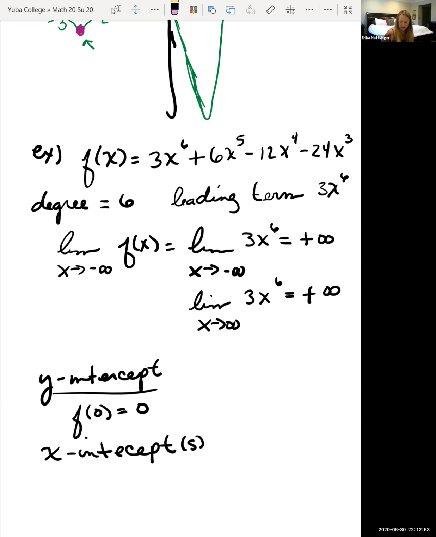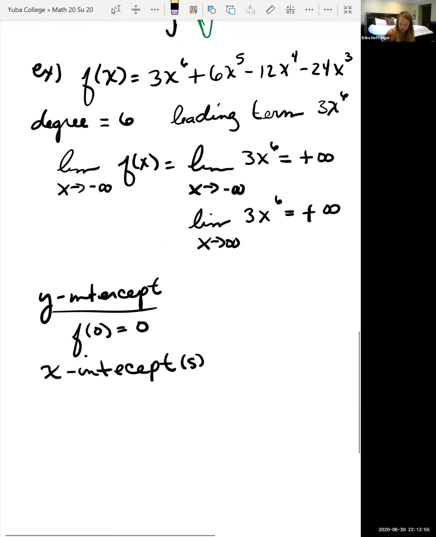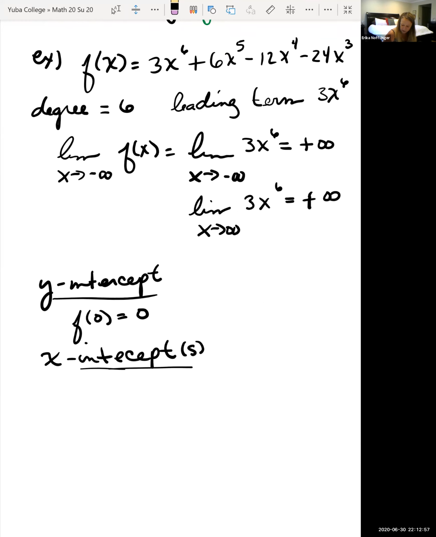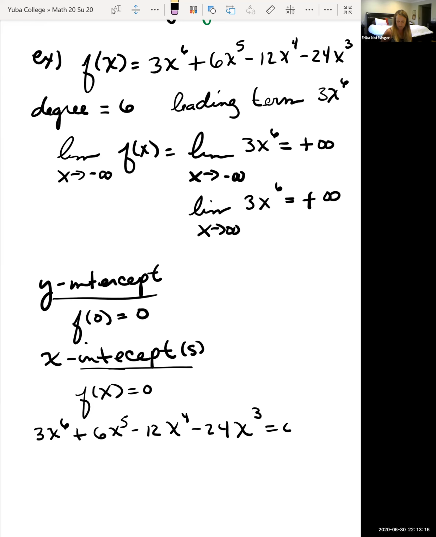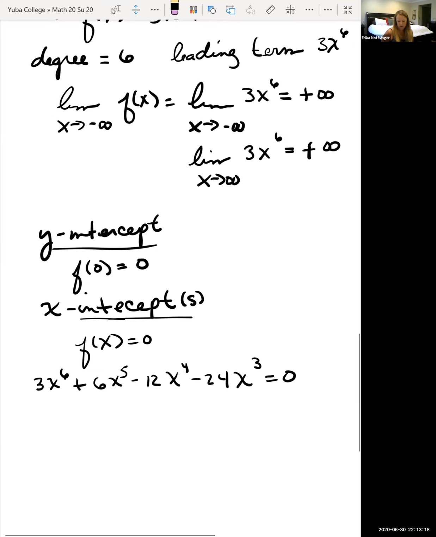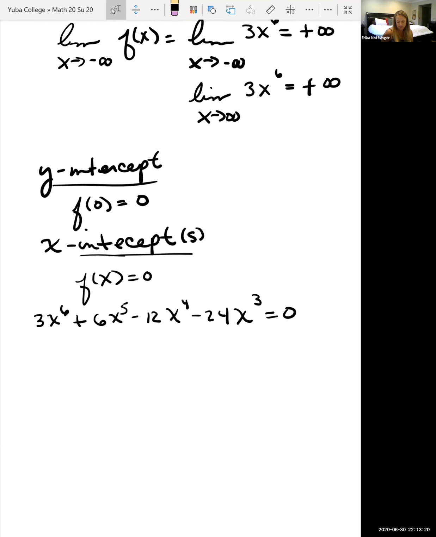Okay, so x-intercepts are a little harder here. We're looking at when is f of x equal to 0. So when is this whole thing 3x to the 6 plus 6x to the 5th minus 12x to the 4th minus 24x cubed equal to 0? So we need to factor.